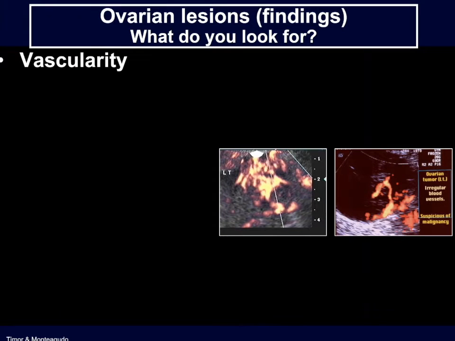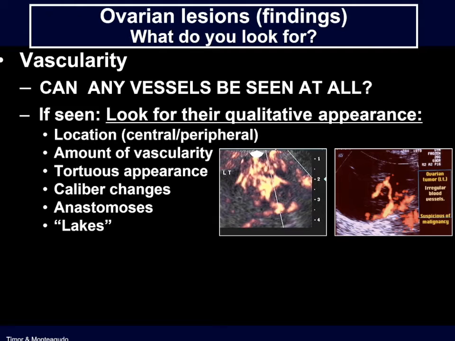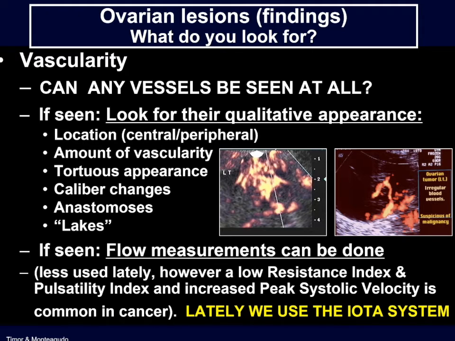The vascularity can be defined by looking by color Doppler and power Doppler. Look for their qualitative appearance, their location, whether they are central in the ovary or peripheral, amount of the vascularity, that's basically subjective, tortuous appearance, changes of caliber, anastomosis, and lakes. If seen, you can do flow measurements, but we lately do not really use the resistance index and pulsatility index, as well as the peak systolic velocity. Lately, we use the IOTA system, determination of the color, and I will talk about it later.